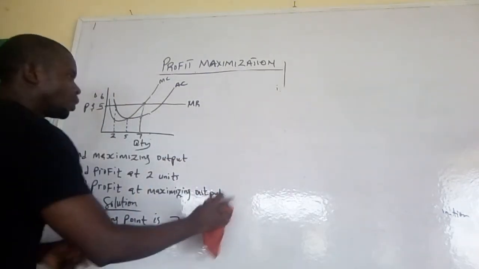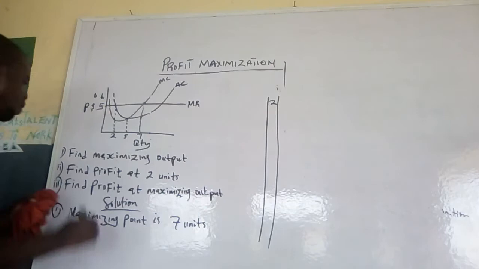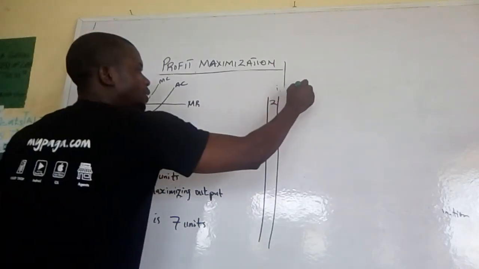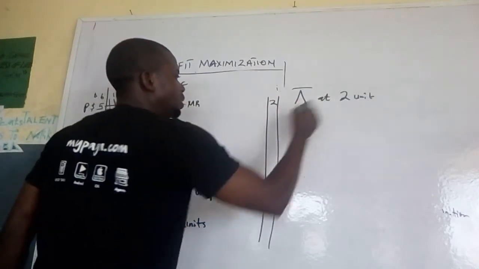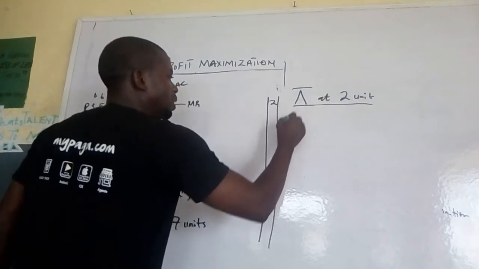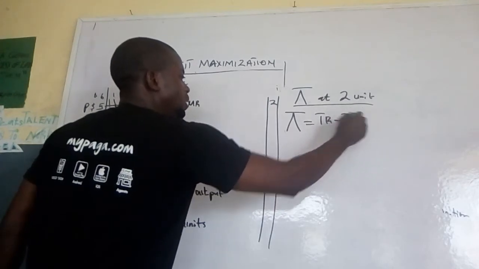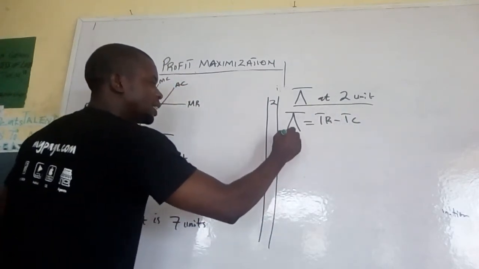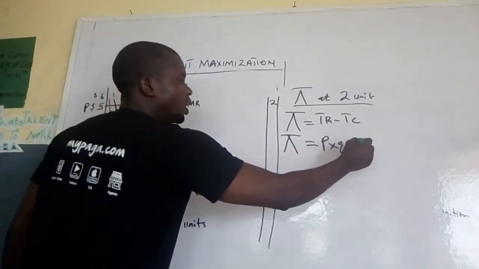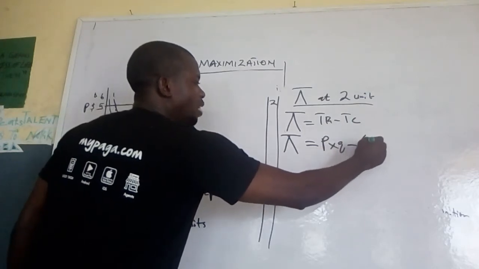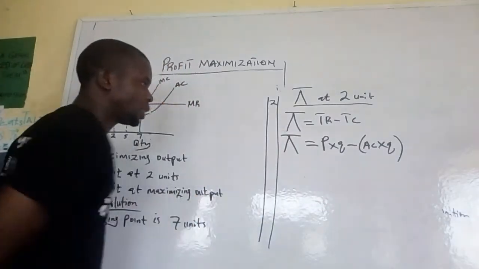Now, let's go to question number 2. Find profit at 2 units. Don't forget, our formula for profit is TR minus TC, which is total revenue minus total cost. But we have to split it. It becomes P, which is price, times quantity, minus AC, which is average cost, times quantity. Average cost times quantity will also give us total cost.